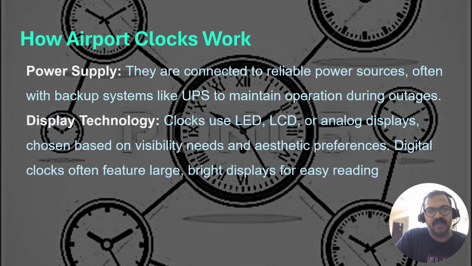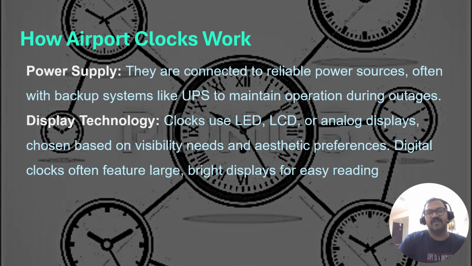Then the power supply. The clocks are connected to reliable power sources, often with backup systems like UPS to maintain operation during an outage. So in case of any power failure, the system should still run to keep the operation stable. Then the display technology: generally LED, LCD or analog displays, chosen for visibility and aesthetic preference. Digital clocks often feature large, bright displays for easy reading.